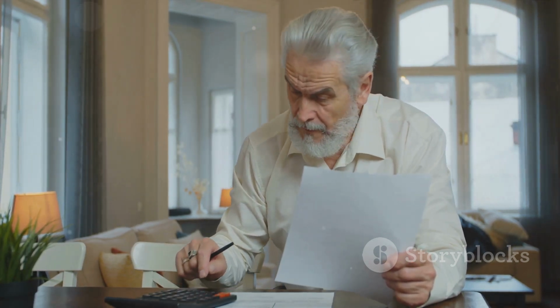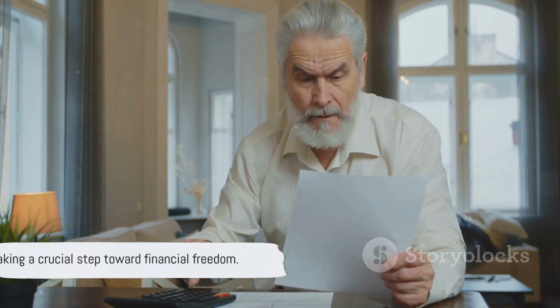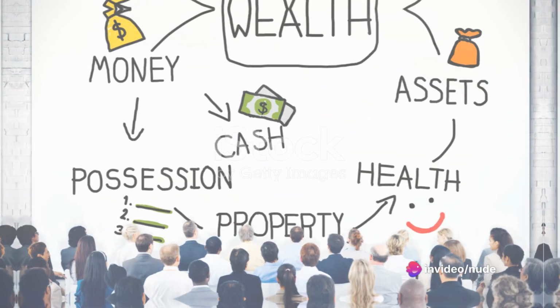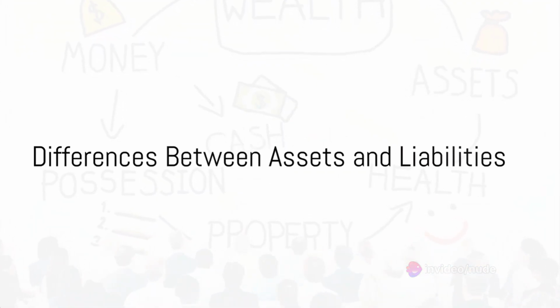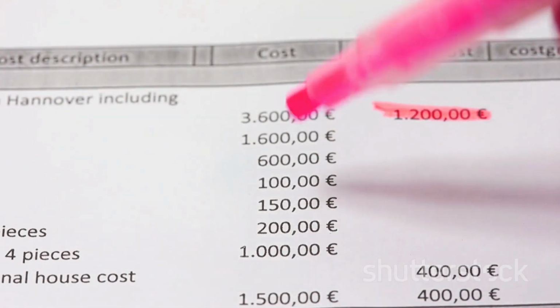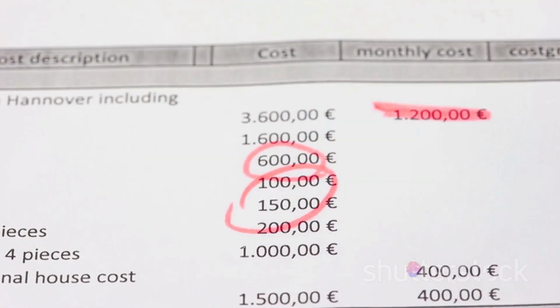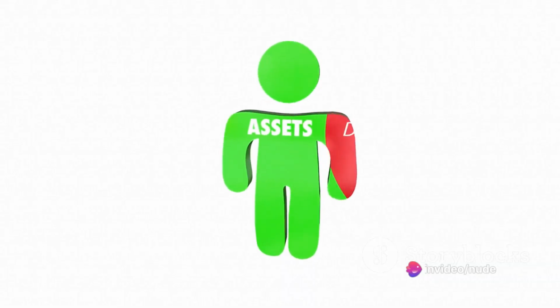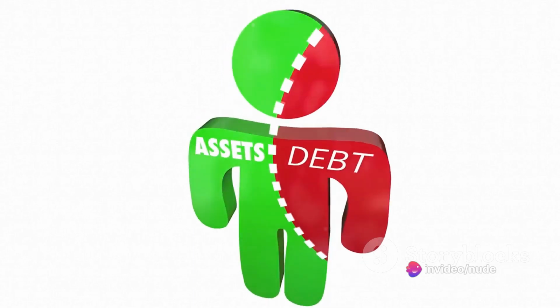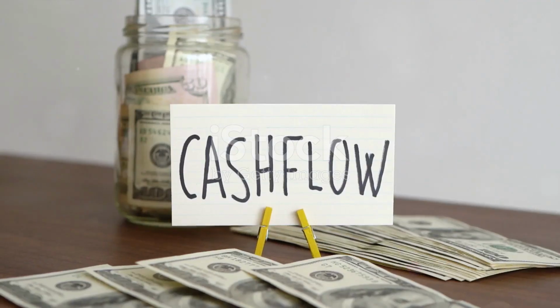Managing liabilities effectively is key to financial freedom. And by understanding what liabilities are, how they work, and how to manage them, you're taking a crucial step toward that freedom. So, what sets assets and liabilities apart? Well, let's break it down. Assets and liabilities, despite being two sides of the same financial coin, couldn't be more different. At their core, assets are all about adding to your wealth, while liabilities are all about taking away from it.